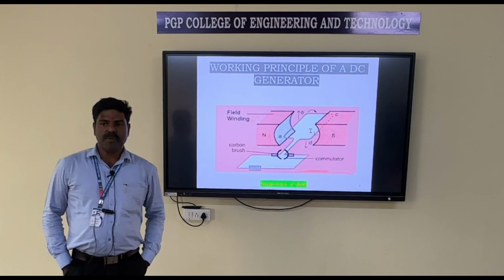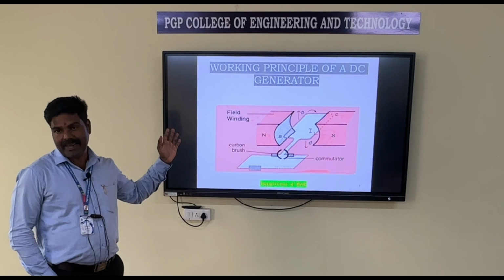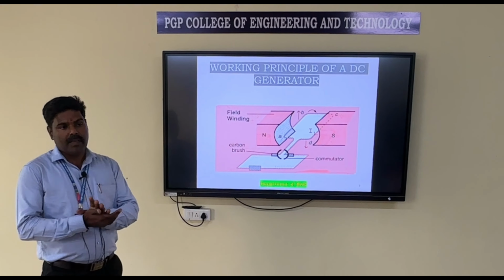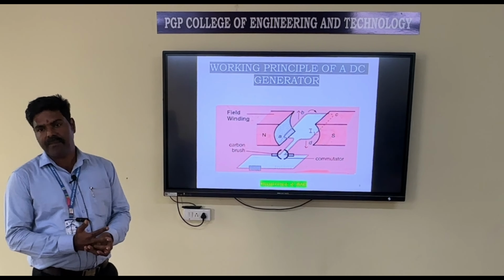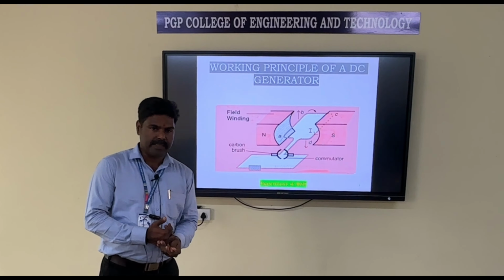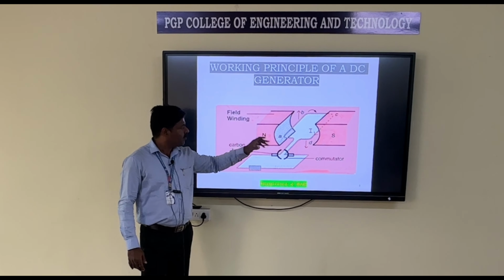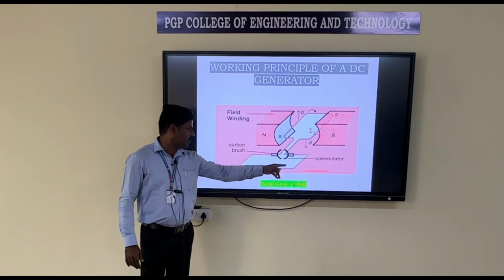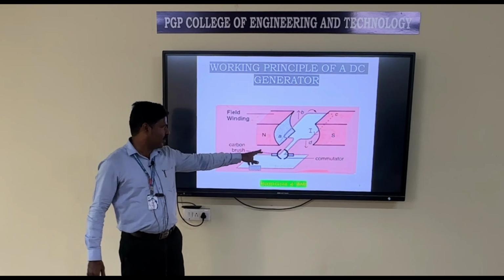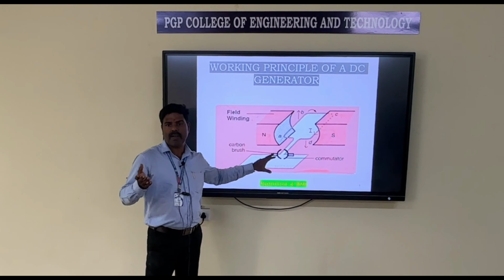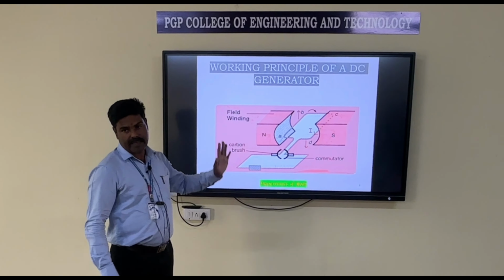Here the working principle of DC generator. DC generator works under the principle of Faraday's law of electromagnetic induction. Here Faraday's law of electromagnetic induction means whenever a conductor cuts magnetic flux, an induced EMF is produced in it. That induced EMF causes current to flow if the conductor circuit is a closed circuit. If the conductor circuit is open circuit, it means there is no current flow through the coil. This is the working principle used in DC generator.